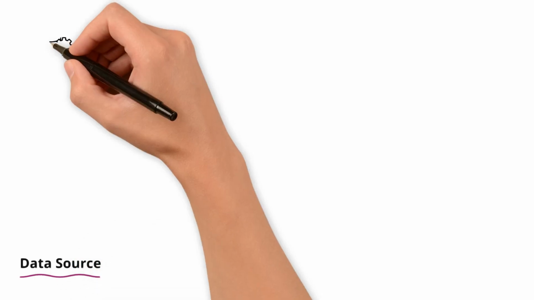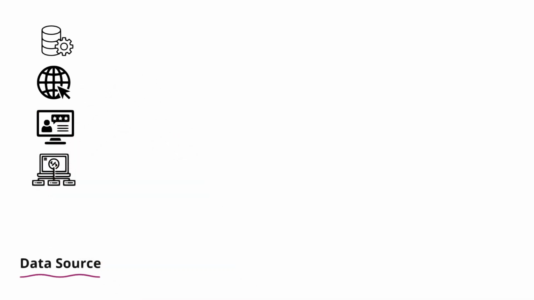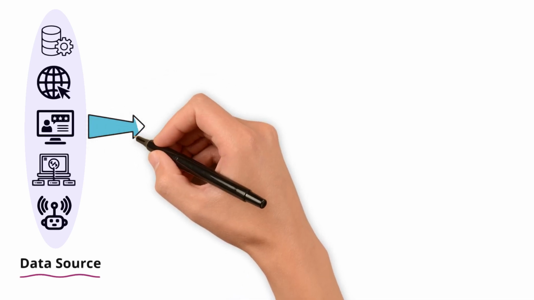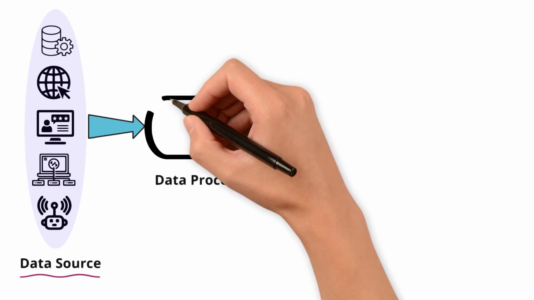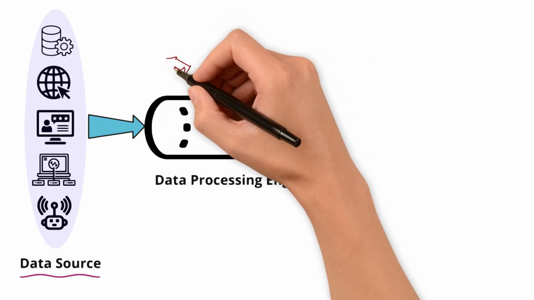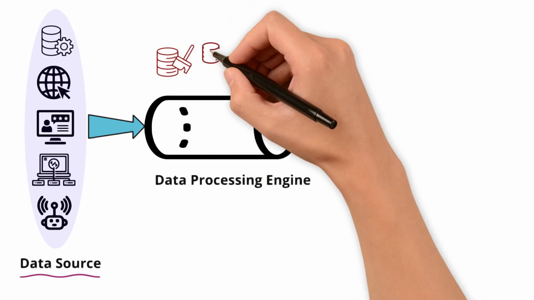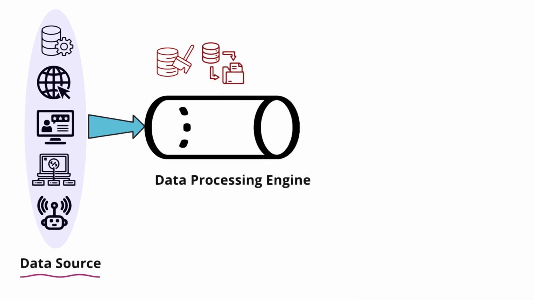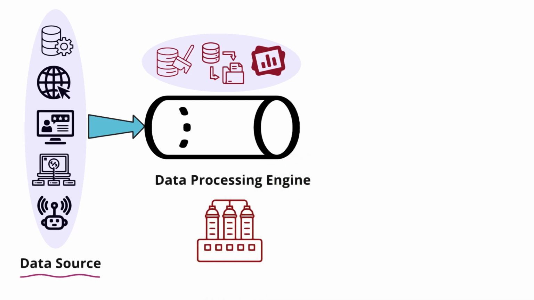Data source. This is where your data originates. It could be databases, websites, social media feeds, sensors, external APIs, or logs. Anything that generates information. Data processing engine. This is the core component responsible for treating the water. Here, the data is cleaned by removing duplicates and errors, transformed by converting formats, and enriched by adding data from other sources. Imagine a water treatment plant filtering, adjusting pressure, and maybe even adding minerals.